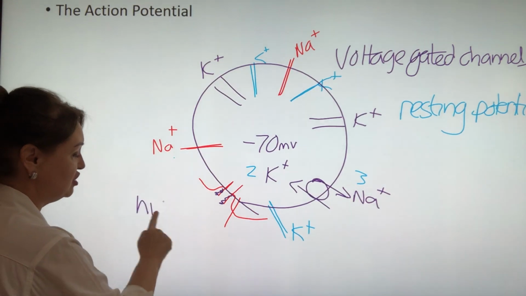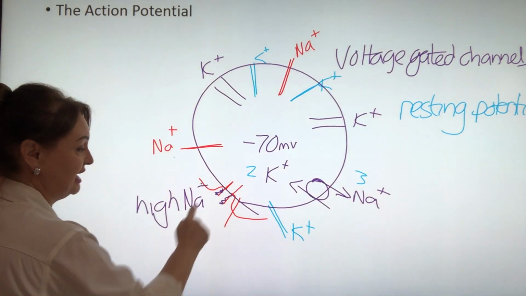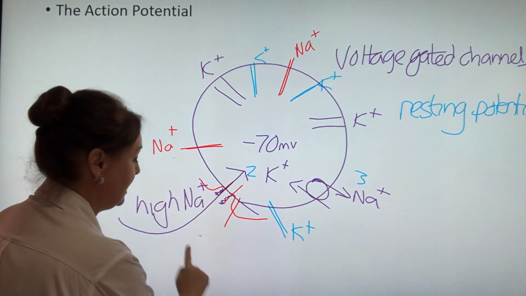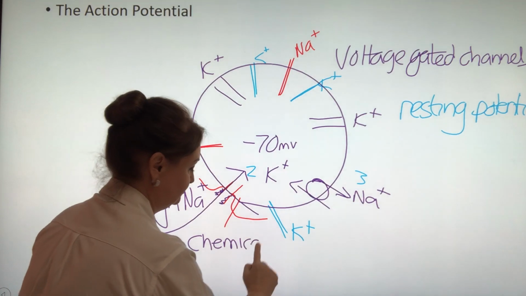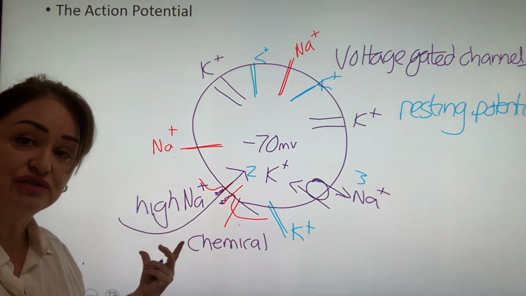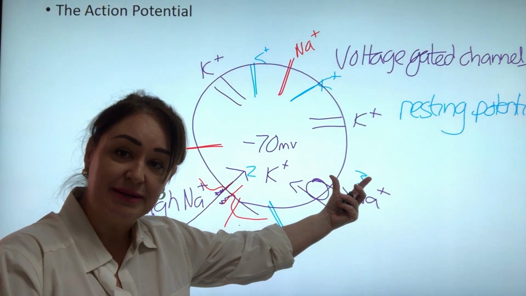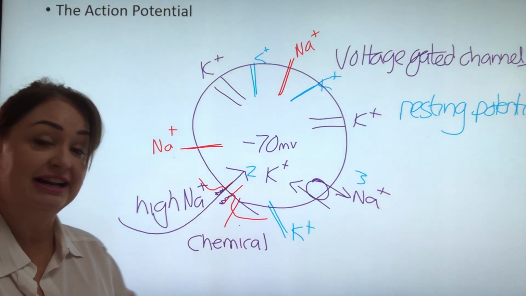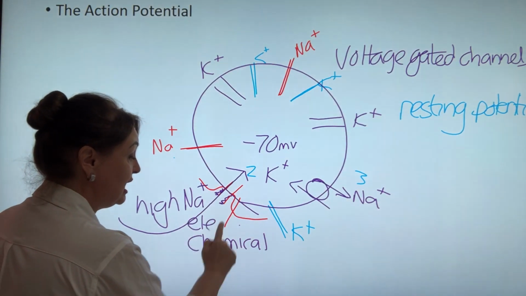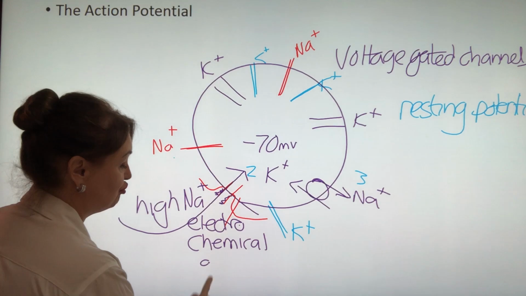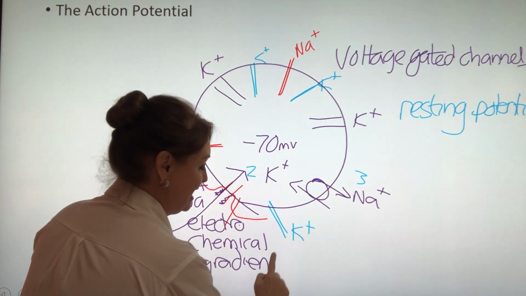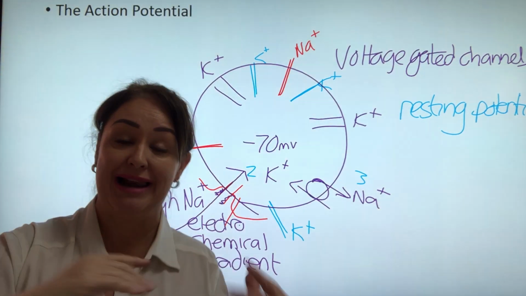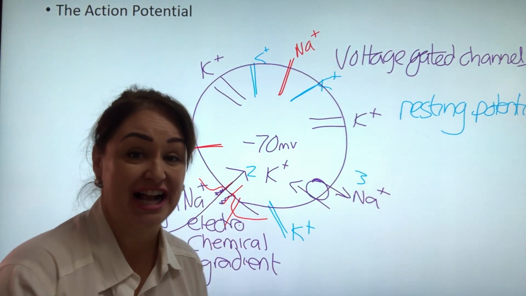So now I've got a high concentration of sodium, and what's going to happen is sodium is going to rush in along certainly a chemical gradient, because you've got a high concentration of sodium on the outside compared to the inside. We've also got an electrical gradient. Sodium is running in along an electrochemical gradient because it is positively charged and it wants to move in towards the negative to balance out that charge. Remember, that's what we said electricity actually is.